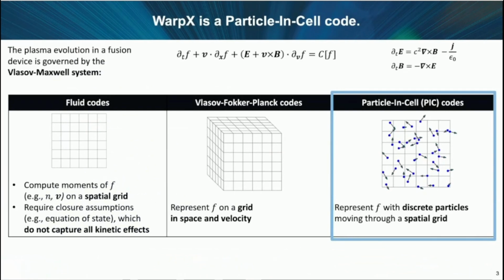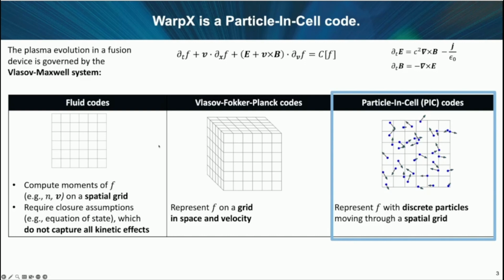So just to place WarpX in context, I'll place it in the landscape of the different types of codes that are used in fusion. First of all, WarpX is a code to simulate plasma evolution. In this session we heard about codes that compute the equilibrium, so sort of time-independent equilibrium. But WarpX is different. It calculates the evolution in time of the plasma.